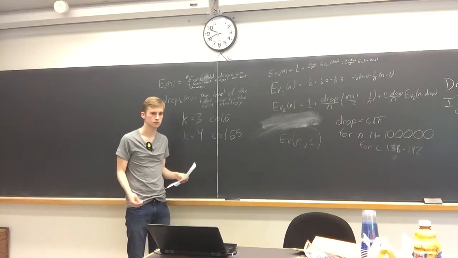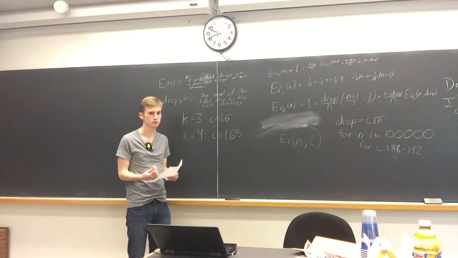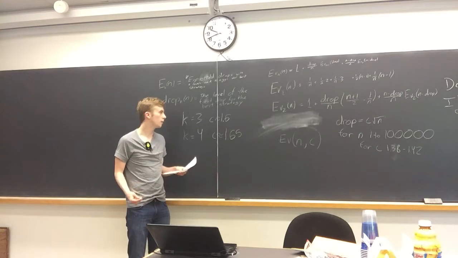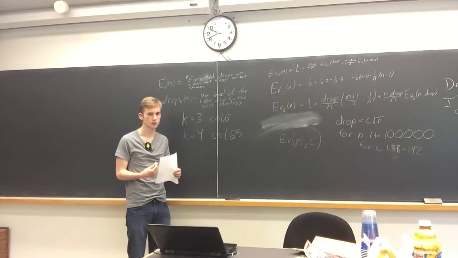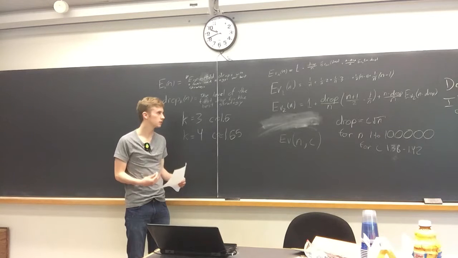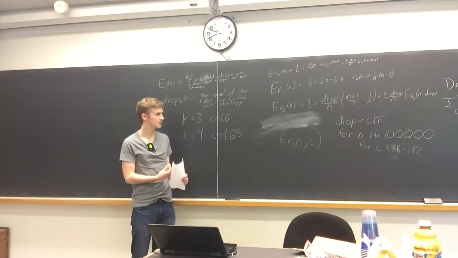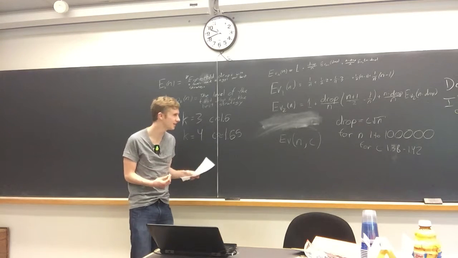Well, the first thing is, do you expect the constant should be increasing as k increases? And are you doing things to a different power than square root of n? I was doing things to a bigger power than square root of n. So for k equals 3, were you doing it to n to the 2/3? Yes, I did. I didn't screw that part up.